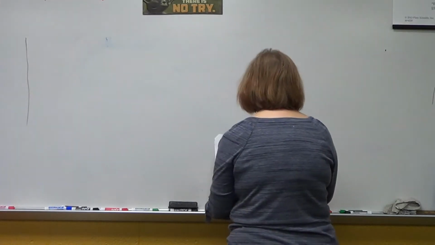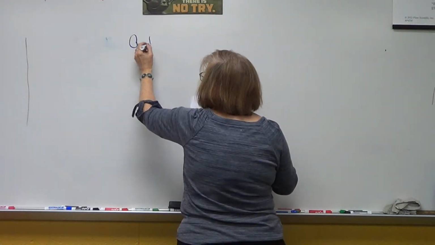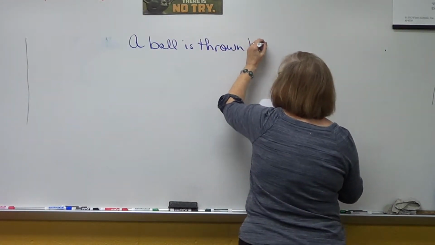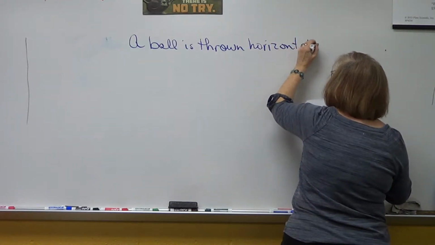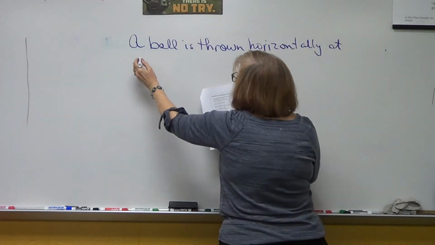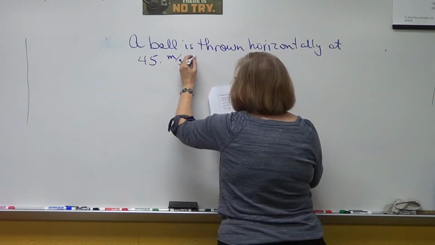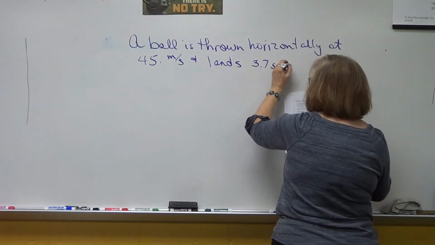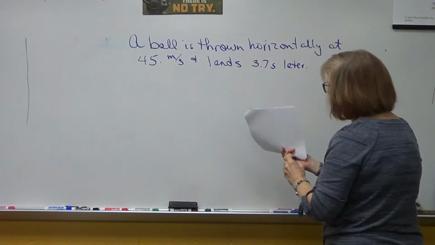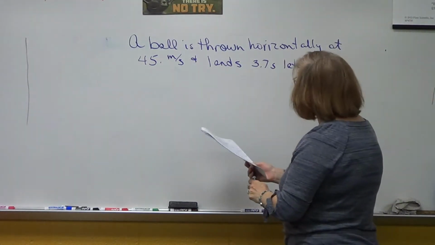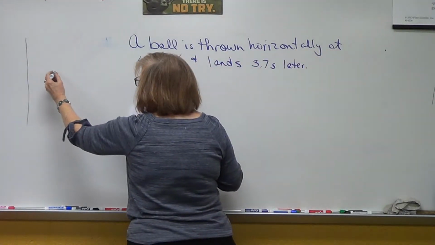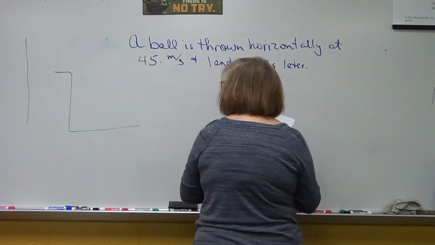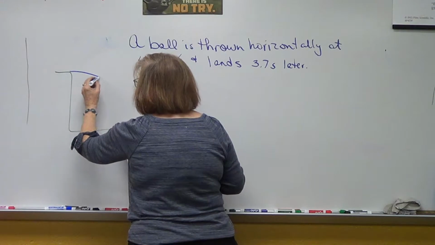So the problem that I want to work is one where we say a ball is thrown horizontally at 4.5 meters per second and lands 3.7 seconds later. Okay, so we don't know anything else, but that's plenty. Okay, so let's draw a picture. On our picture, we've got our cliff or whatever, and we know we're going to launch our ball. We're going to throw it, and it's going to go like this.